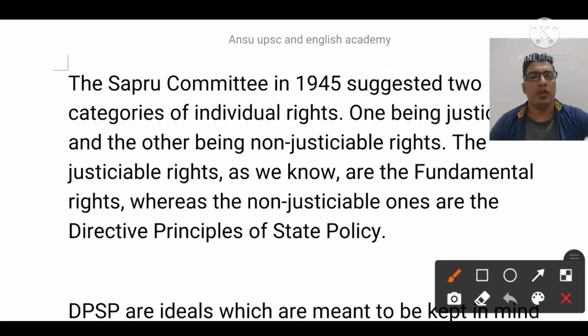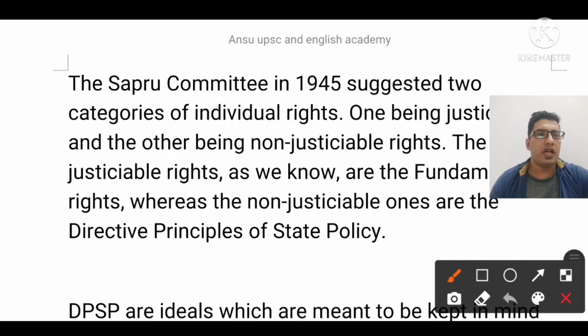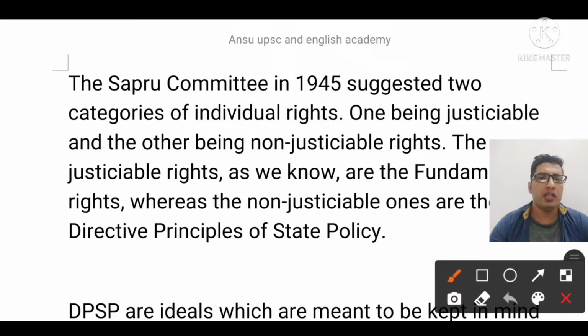First of all, I want to tell you that the DPSP, Directive Principles of State Policy, came into existence after the Sub-Committee recommendation in 1945. That Sub-Committee in 1945 suggested two categories of individual rights, one being justiciable and the other non-justiciable. Justiciable means these are the fundamental rights: if there is a violation of the fundamental rights, you can reach the judiciary, and then the judiciary's role comes into play. They will protect your fundamental rights. And non-justiciable rights are the DPSP, Directive Principles of State Policy.